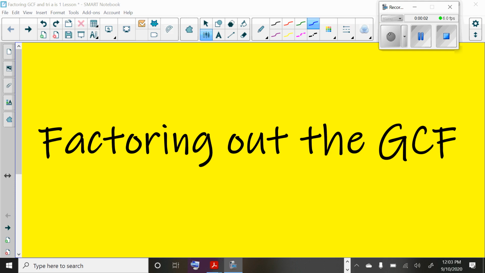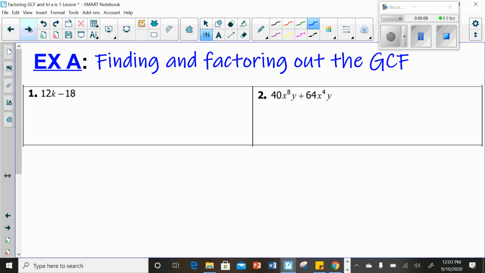All right, guys, today we're going to talk about factoring out the GCF. GCF stands for our greatest common factor. So when we're doing these problems, we're looking for our greatest common factor. There are a couple of different ways that you can do it, but the way that we like to do it is to start by looking at just our numbers, or our coefficients, okay?